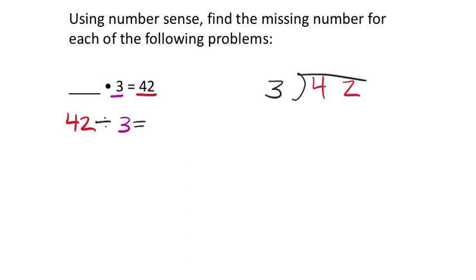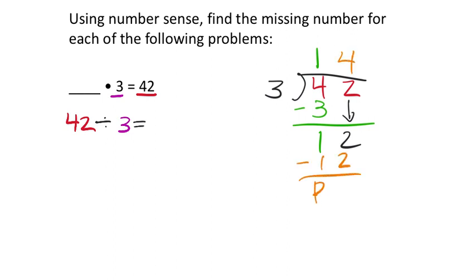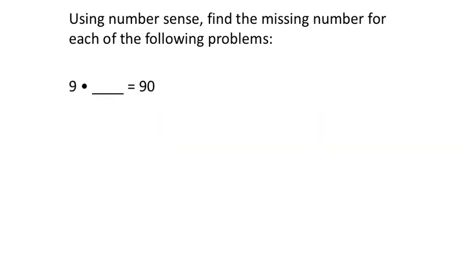42 divided by 3. Okay, well, 3 will go into 4 once. 1 times 3 is 3, so that's how much of the 4 was used. I got 1 left over, so I can drop my 2 there. And 3 will go into 12 exactly 4 times. 4 times 3 is 12, so we don't have anything remaining there, as we expected. And that means the missing number would have to be 14, because 42 divided by 3 is 14.